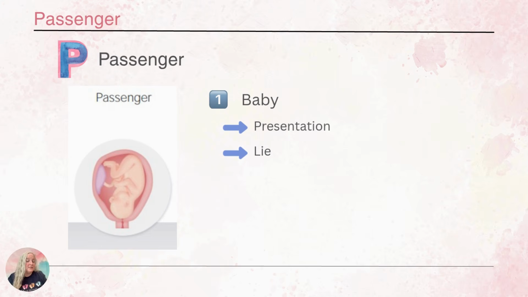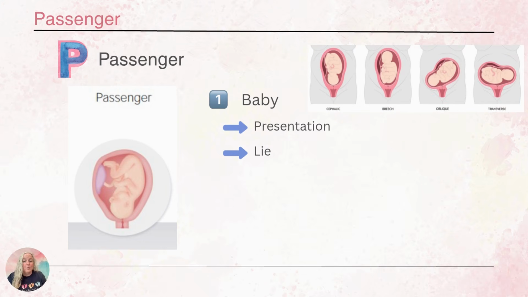Presentation: what is the presenting part? Is it a head? Is it the baby's bottom? Is it a shoulder? And that can be affected by the lie. The lie has to do with where the baby's spine is in relation to the mom's spine.